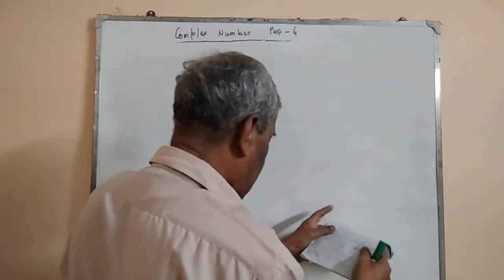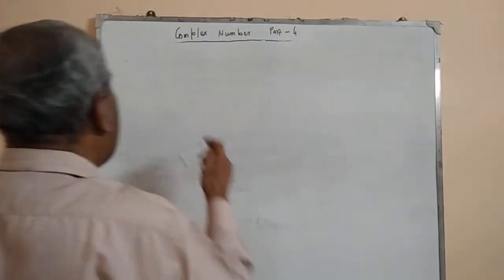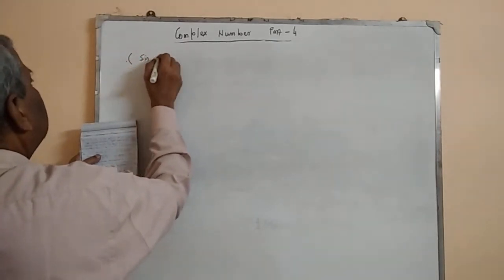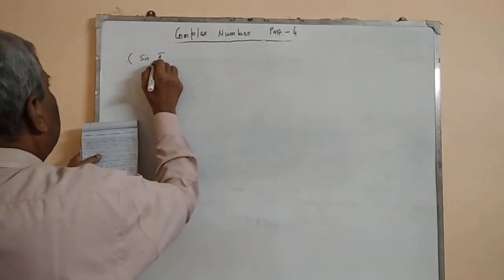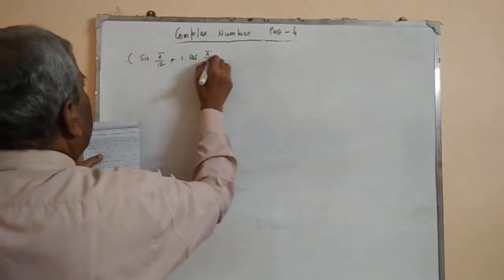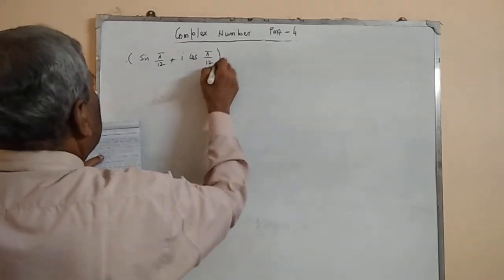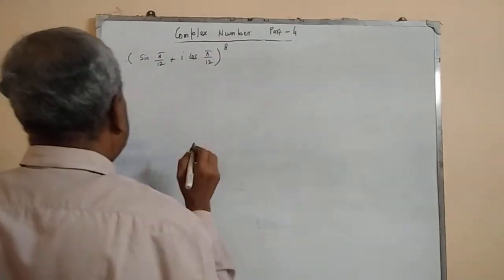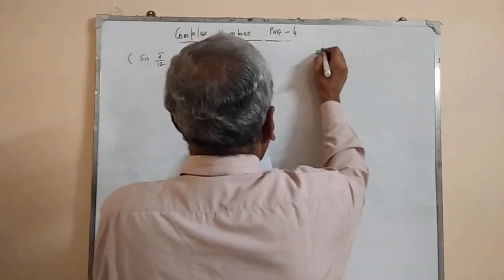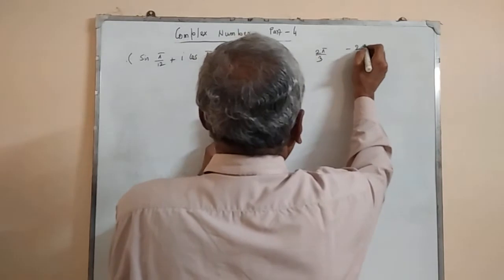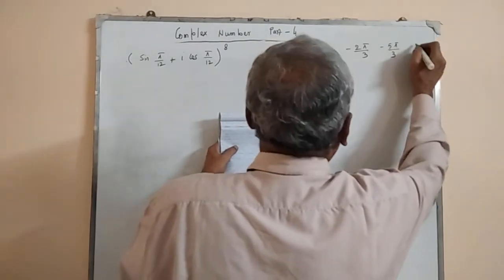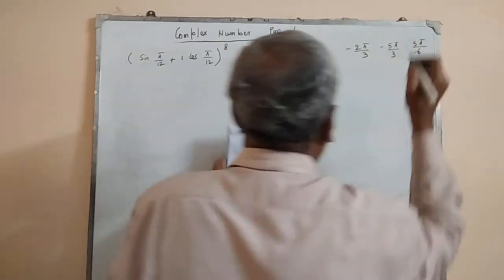Now, the next problem is the amplitude of (sin(pi/12) + i cos(pi/12))^8. The options are 2 pi by 3, minus 2 pi by 3, minus 5 pi by 3, and 5 pi by 6. These are the options.